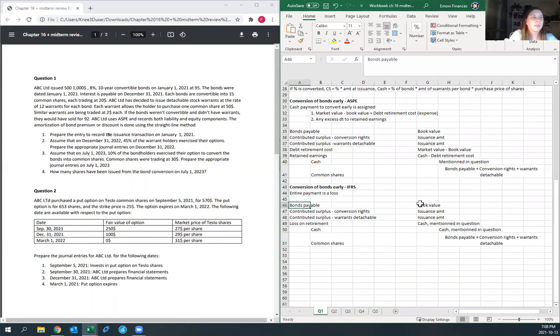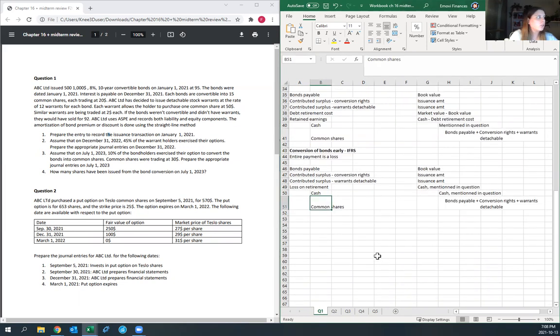So you're going to have your bonds payable, book value, contributed surplus. The loss on retirement is the amount that you paid, cash is the amount that you paid, and your common share is the same amount. So before I move on to the problem, any question on the theory part of it?